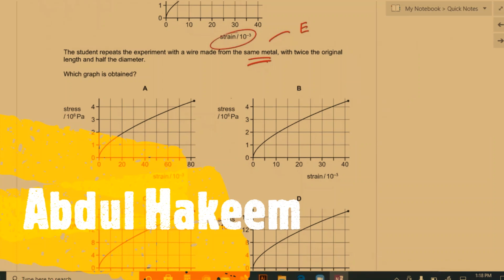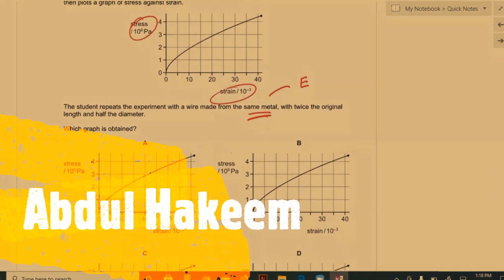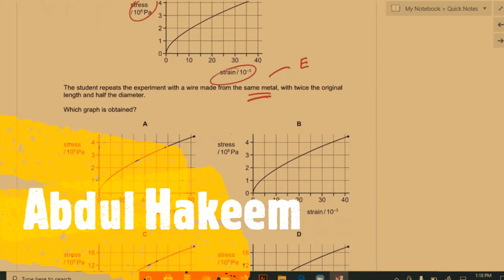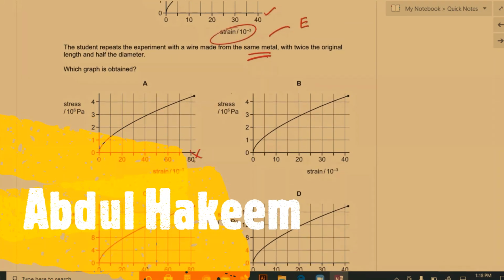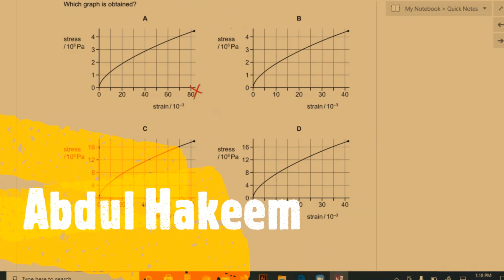So look, which graph is similar to this? It's going up to 40. This is up to 80. This is up to 80. So these two are rejected.